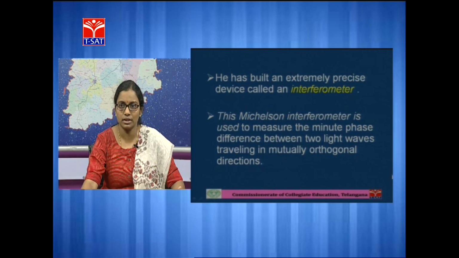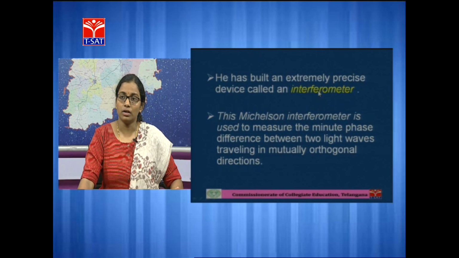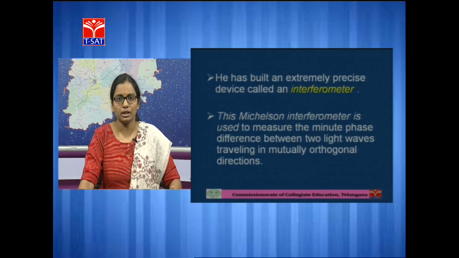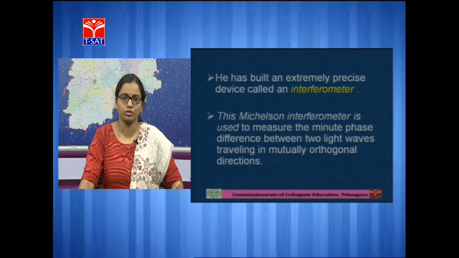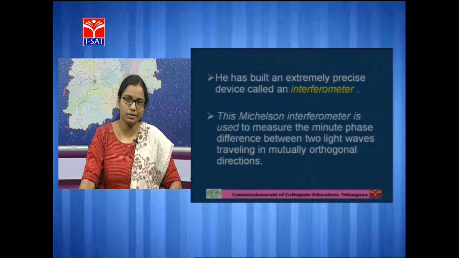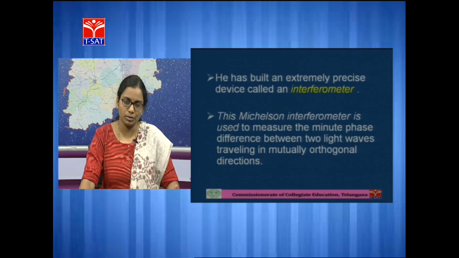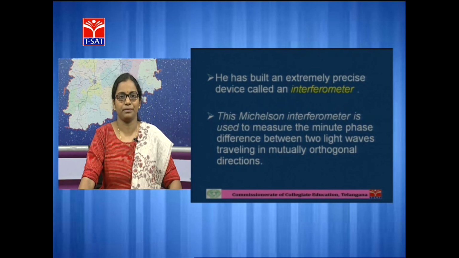See, the name itself shows it: interferometer. It is based on the interference between any two waves in motion. The Michelson interferometer is used to measure the minute phase difference between any two light waves traveling in mutually perpendicular, or mutually orthogonal, directions. Based on that, the path difference can be calculated using this interferometer, where the two waves get interfered after some time. So the interference itself is there in this interferometer, and it is termed an interferometer.